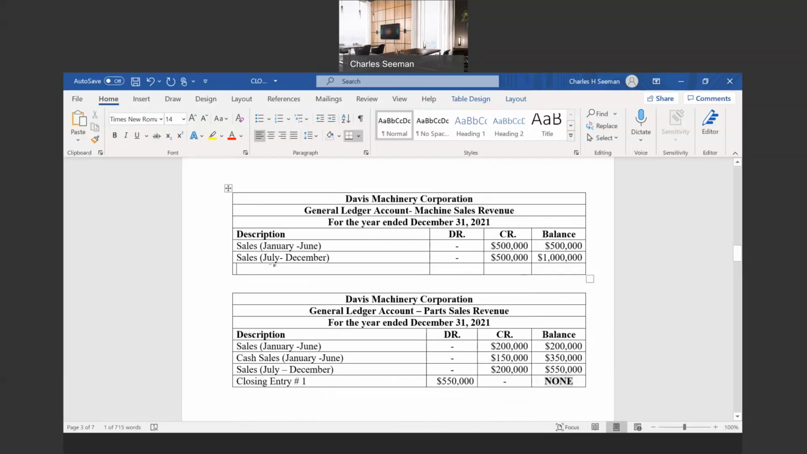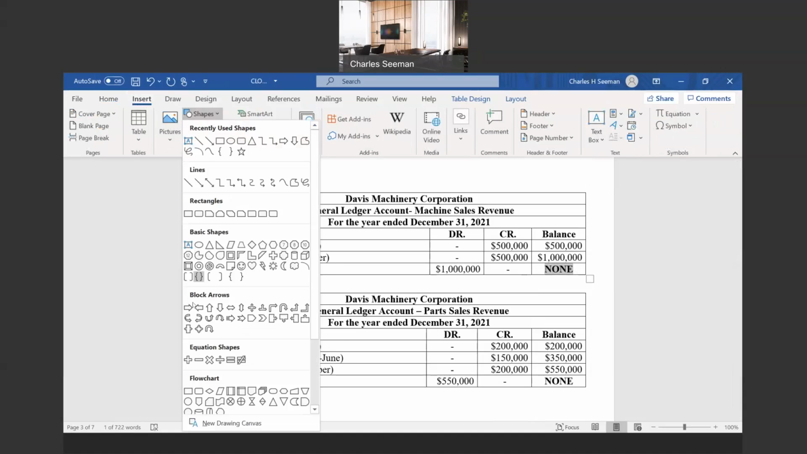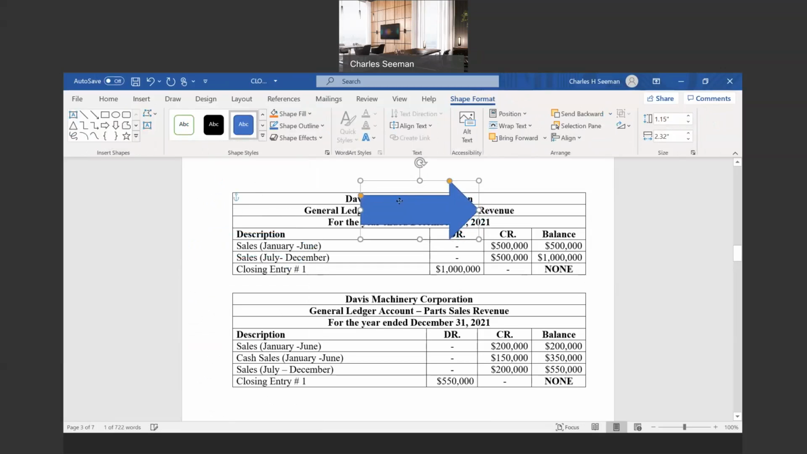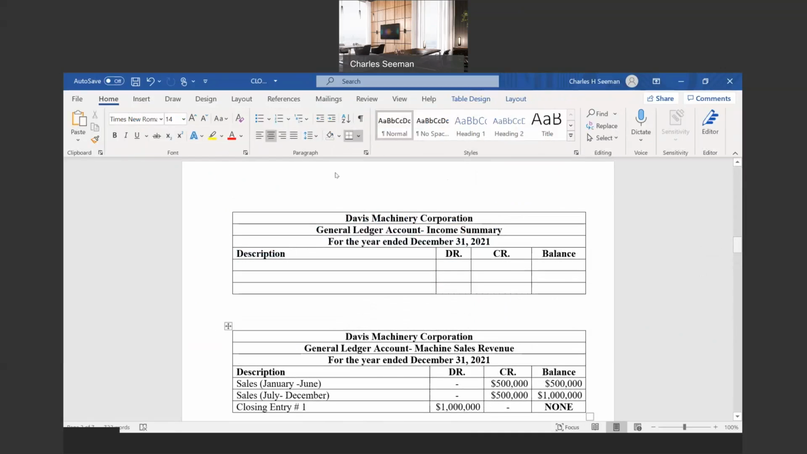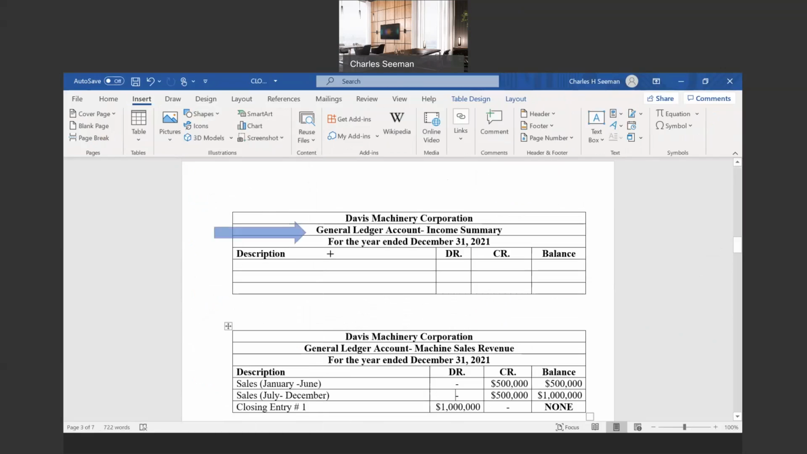Same thing with machine sales revenue. Machine sales revenue is also a revenue account, and like all revenue accounts, it's on the right side of the accounting equation. The right side of the accounting equation has credit to increase and debit to decrease, and a normal balance of a credit. I'm going to debit the account, zero it out. And you see this account called income summary? That's an account I created just for the close process.